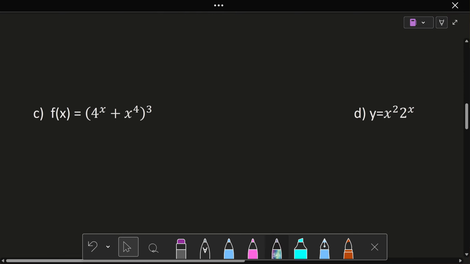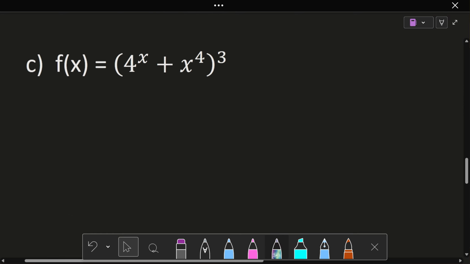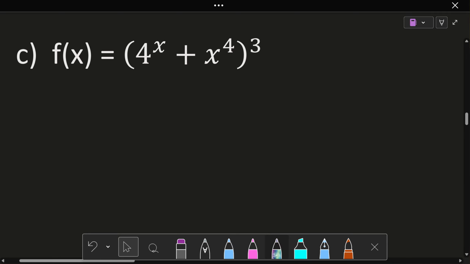Okay, so here you can see again we're combining rules. We have f at x equals 4 to the power of x plus x to the power of 4, all cubed. So I've got a chain rule here as I'm going to be working with my new thing, which is the exponential 4 to the power of x. That's my new thing, and I'm using that within a chain rule.